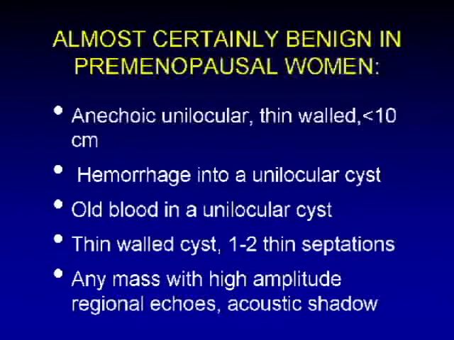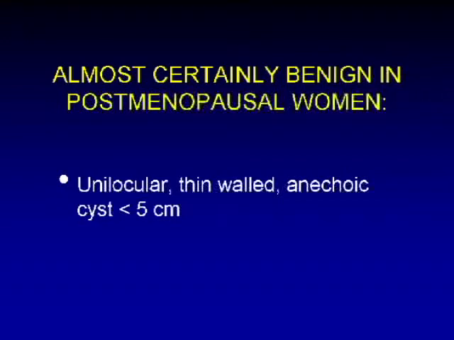Almost certainly benign lesions in premenopausal women are anechoic unilocular thin-walled cysts less than 10 centimeters. Also hemorrhage into a unilocular cyst, old blood in a unilocular cyst, thin-walled cysts when the septations are less than 3 millimeters or there are fewer than 3 septations. Any mass with high amplitude regional echoes and acoustic shadowing, which is the characteristic appearance of dermoids. The list is much shorter for postmenopausal patients. It's only a unilocular thin-walled anechoic cyst less than 5 centimeters.